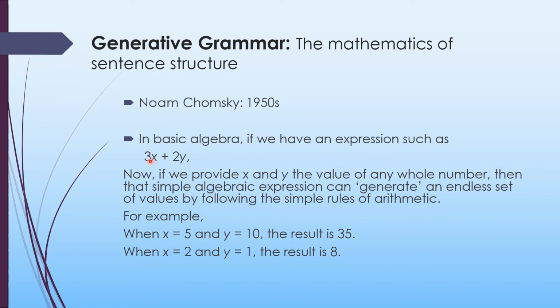if we can have a specific number in place of x and y, we can produce a result. For example, if we have 5 for x and 10 for y, this equation will convert to 35. And if we change the value from 5 to 2 or 10 to 1, that means 3 into 1 plus 2 into 3 into 2 plus 2 into 1, it will result in 8. So that is a very simple equation, I believe.